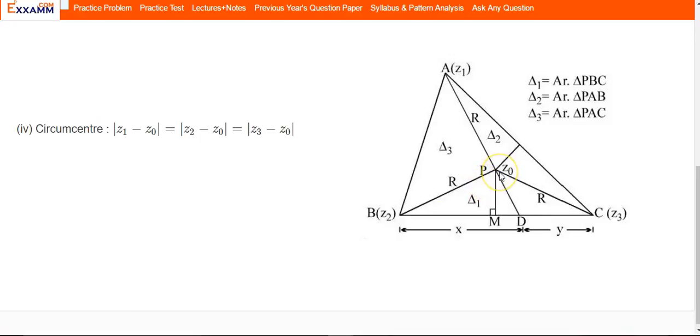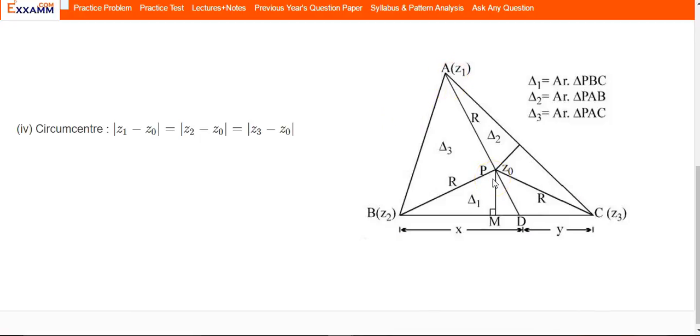Then the center is called the circumcenter. Incenter is the center of the circle which is inside the triangle, like this. So this would be the incenter, and circumcenter again is the center of a circle which passes through all the three vertices, like this.